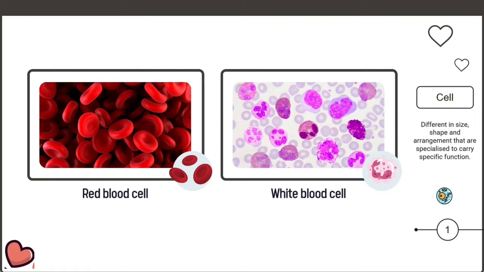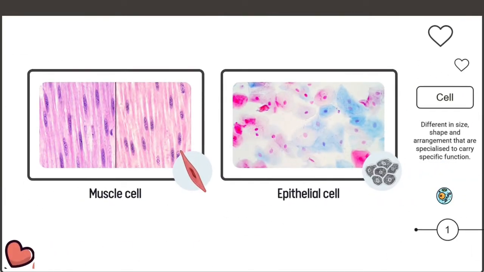Next, we have white blood cells. They can change shapes and they function in destroying pathogens. Next, we have muscle cells and epithelial cells. These two cells are vastly different in terms of their appearance and shapes. So let's take a closer look at them.